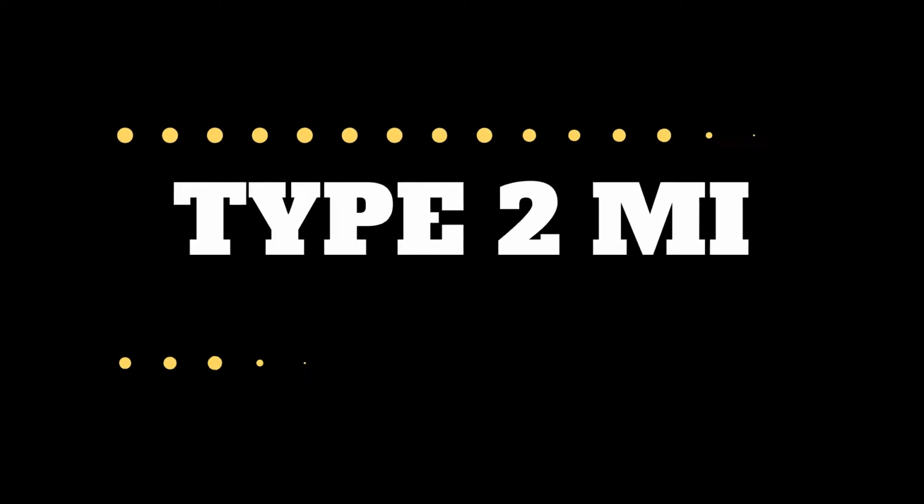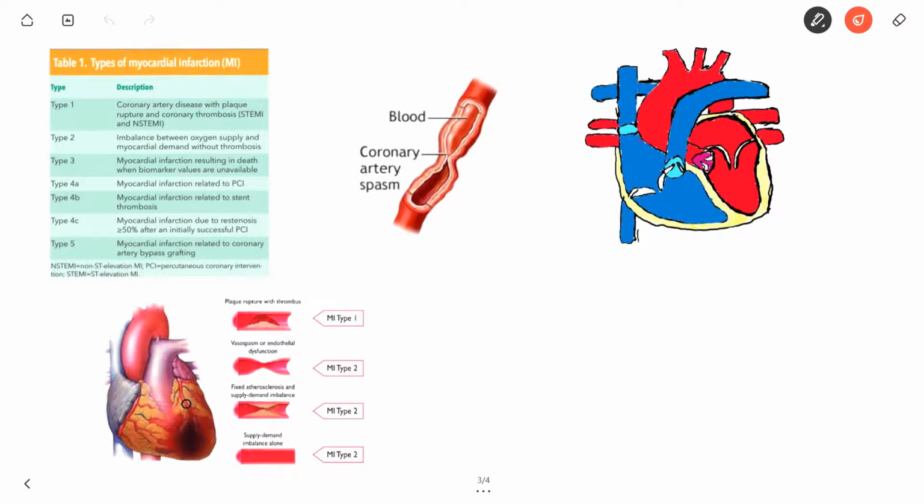Let me start off by talking about the type 2 myocardial infarction, which is somewhat common but less common than type 1. So a type 2 myocardial infarction is basically the same thing as a type 1 myocardial infarction, but in a type 2 myocardial infarction, there is no coronary thrombosis or a plaque rupture. But it's the same logic.